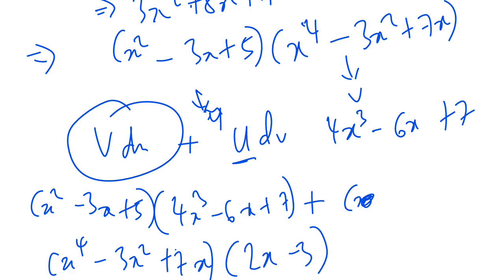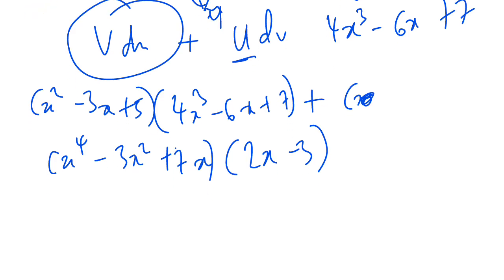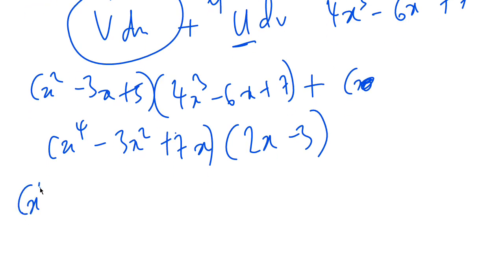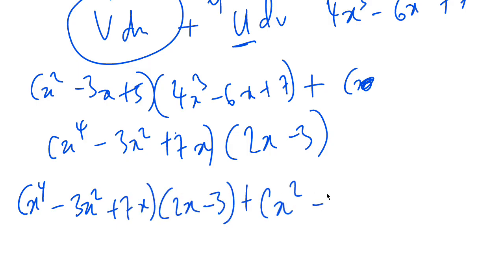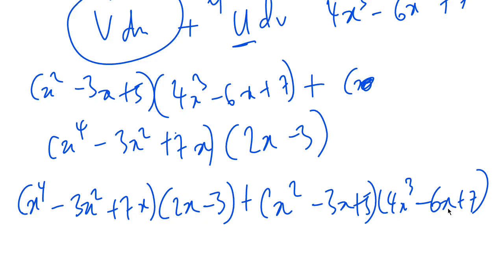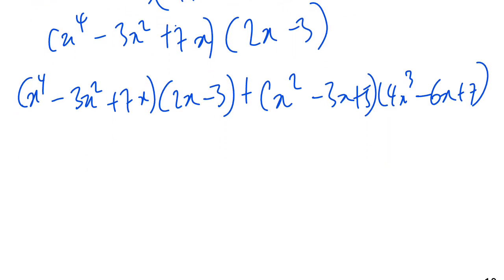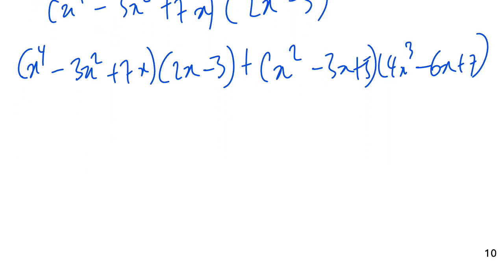So that's simply the answer. I hope you know what I mean by the answer. My final answer can be written as x to the 4 minus 3x squared plus 7x into 2x minus 3 plus x squared minus 3x plus 5 into 4x cubed minus 6x plus 7. You could leave it that way, right? Because expanding it may take some time. So that's it about that rule, right? So it's very important to take note of it. V du plus u dv. I don't think you should allow yourself to forget that, right?